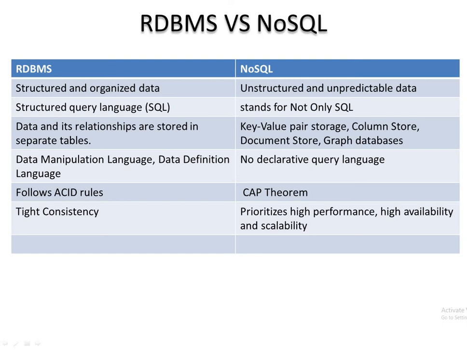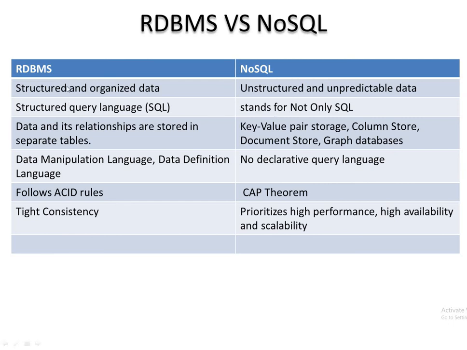Now let us see the difference between RDBMS and NoSQL. We have studied the RDBMS, and I have introduced you to the NoSQL features. So this is the difference: RDBMS stores structured and organized data, while NoSQL stores unstructured and unpredictable data. Unstructured and unpredictable data is, for example, the data generated by Facebook, in terms of views, comments, images, etc.